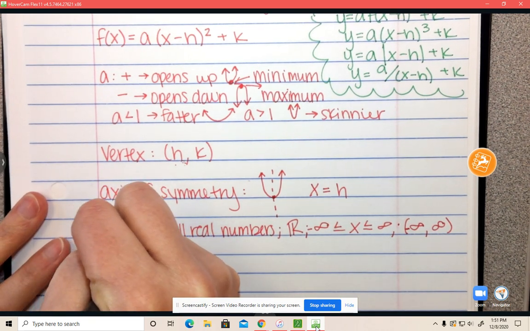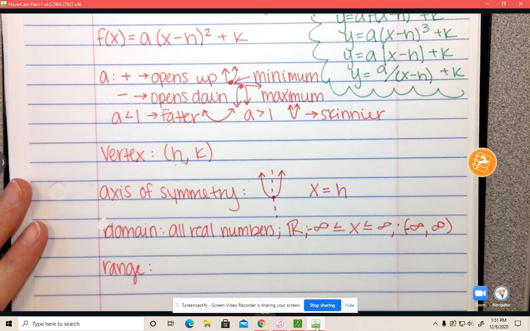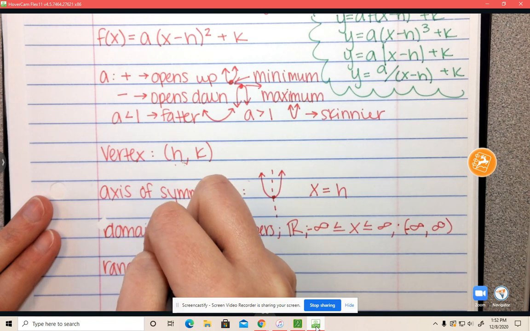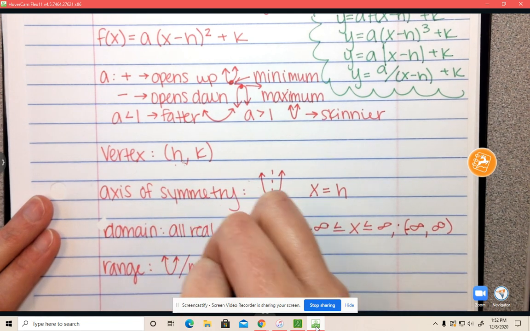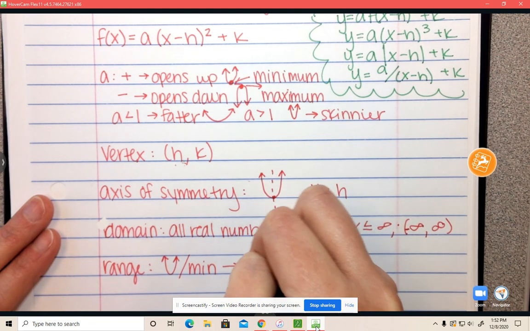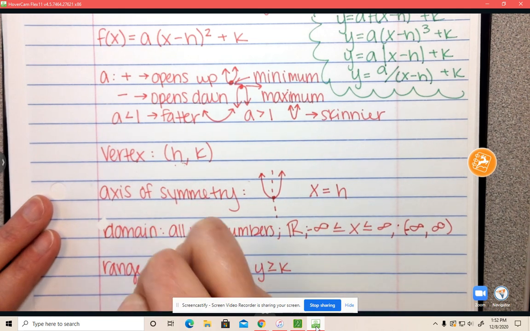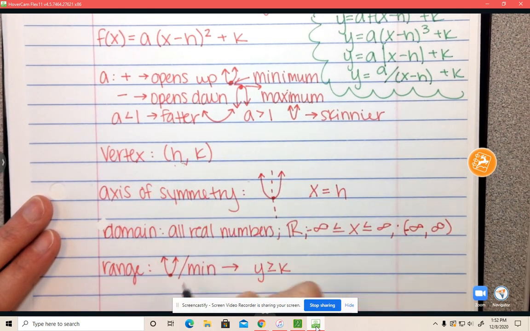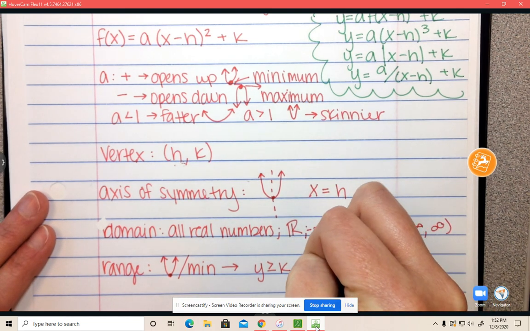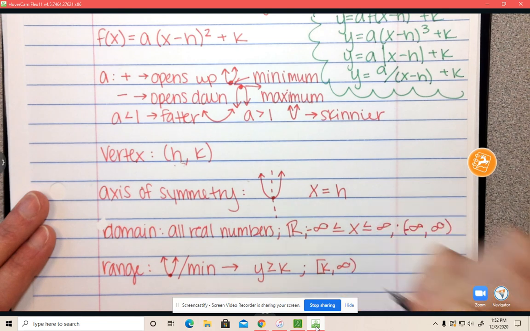We can also look at the range. Now, the range is going to be a little bit different. If you have a minimum, so if it opens like this and you have a minimum, then your range is going to be y is greater than or equal to k. So you find that k value, that part of your vertex, and if your quadratic opens up, then your range is going to be all the values bigger than k. And in interval notation, that would be a bracket, k, and then infinity.